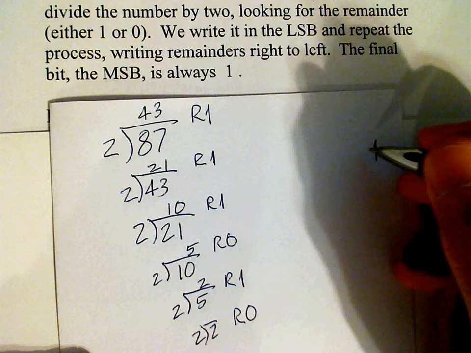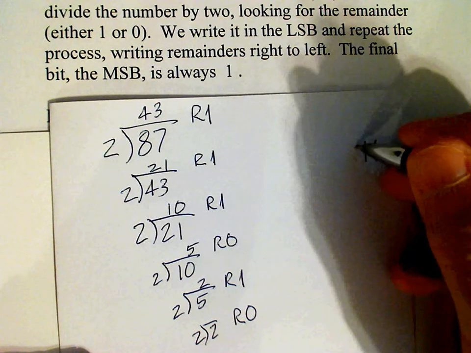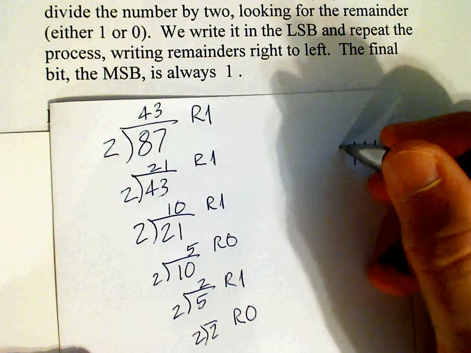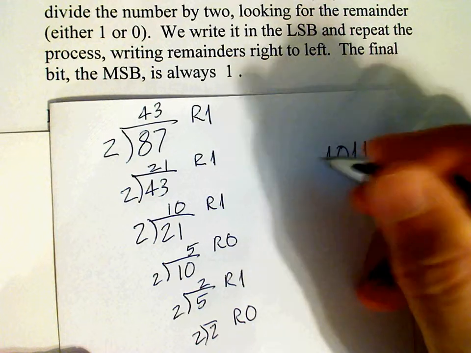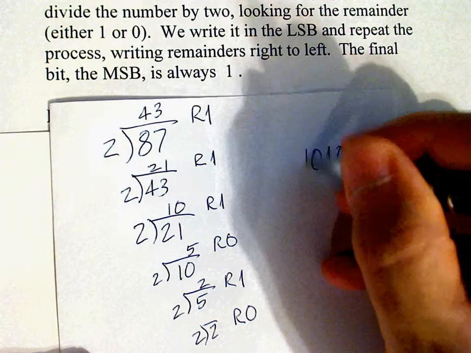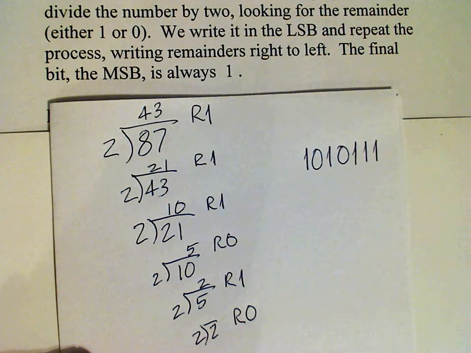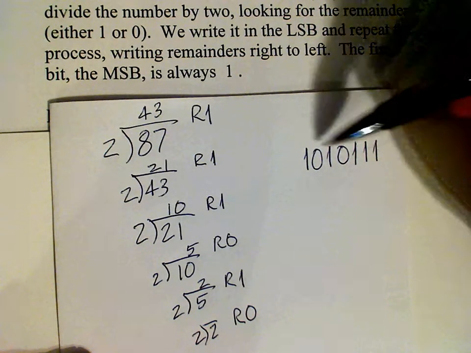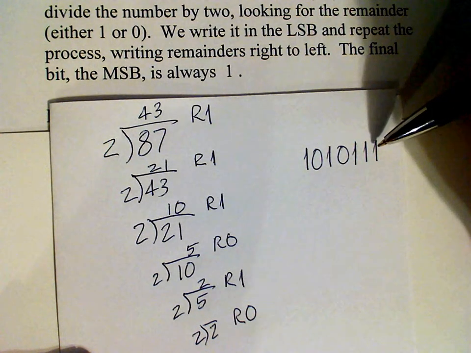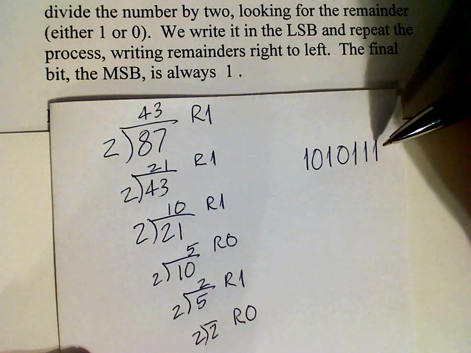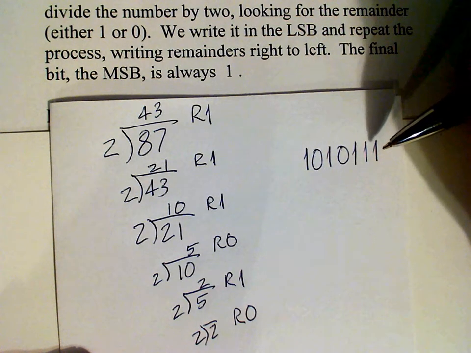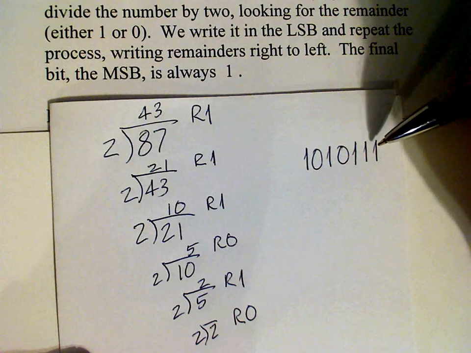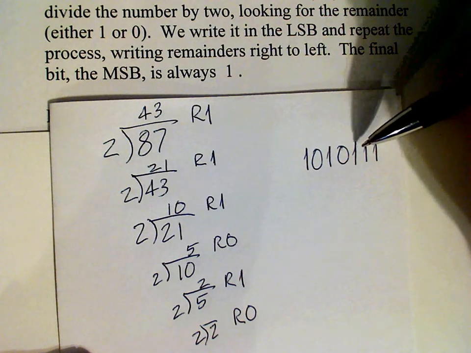Okay, so then writing these remainders right to left, we have 1, 1, 1, 0, 1, 0, and then the most significant bit is always 1. So there it is, 1, 0, 1, 0, 1, 1, 1. And just as a check, we could go ahead and add up all of these various powers of 2 to be sure that the answer is 87.